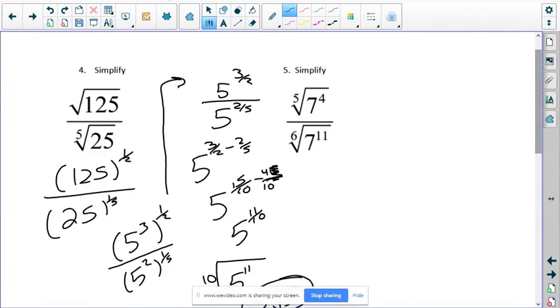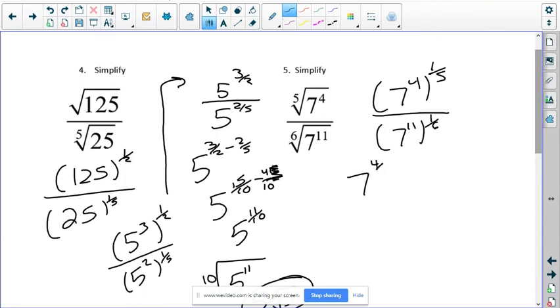In our last problem, we have this numerator with a 1/5 power, so we have 7 to the 4th to the 1/5, and we have 7 to the 11th to the 1/6 power, a power to a power. We multiply these exponents. So we have 7 to the 4/5 and 7 to the 11/6. So we can do 7 to the 4/5 minus 11/6. To be able to subtract these, we can get to a common denominator, which is 30ths. This is 24 30ths minus 55 30ths.